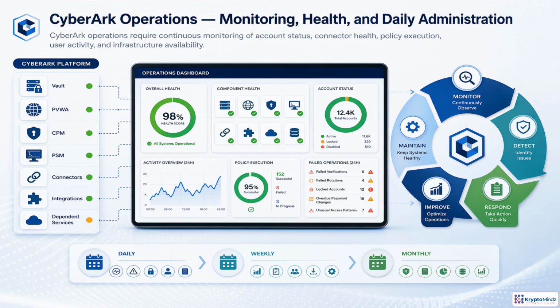CyberArk operations are a continuous service management cycle, not a once-a-week check. Administrators monitor Vault, PVWA, CPM, PSM, connectors, integrations, and dependent services for early signs of trouble. They also track risk signals, such as failed verifications, failed rotations, locked accounts, overdue password changes, inactive safes, and unusual access. The goal is to move quickly from monitoring to detection to response and then improvement.